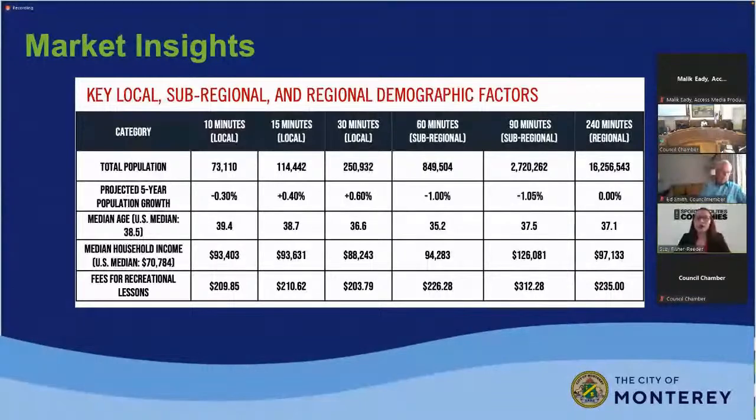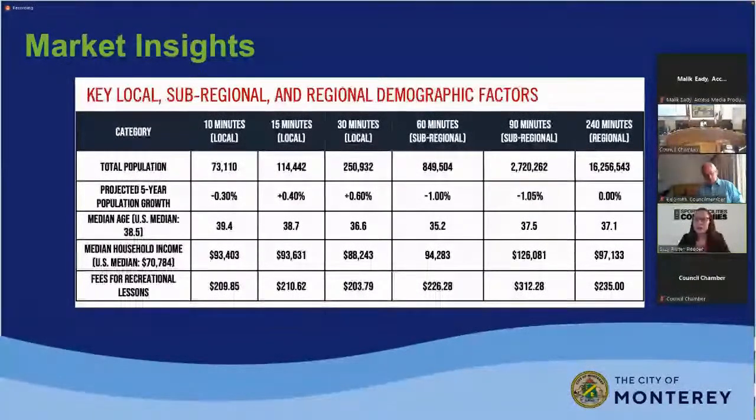Over 250,000 people live within 30 minutes of the Monterey Sports Center. And while the area within 10 minutes of the Sports Center is projected to have a slight decline in population over the next 5 years, the 15 and 30 minute drive time populations are projected to grow slightly. These are all positive factors for the Monterey Sports Center.